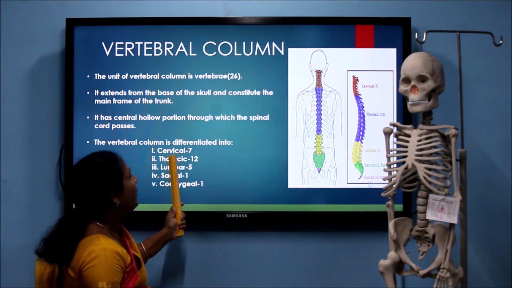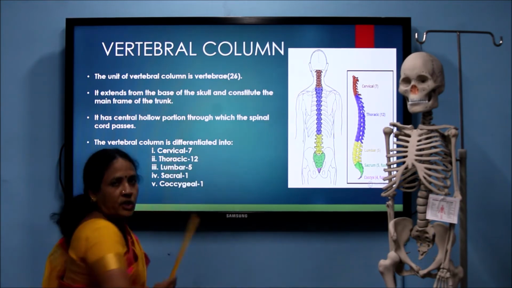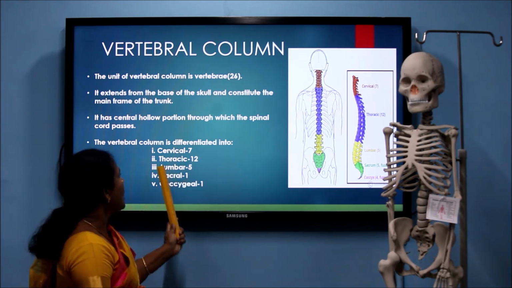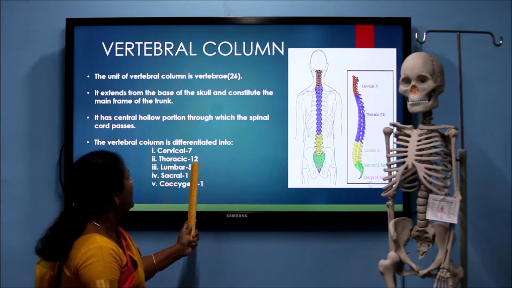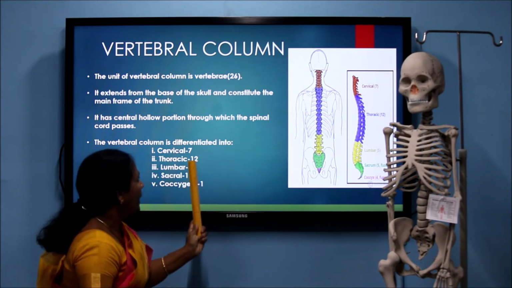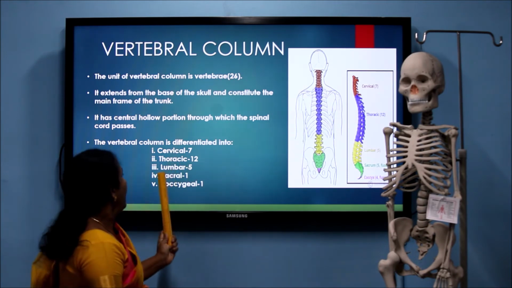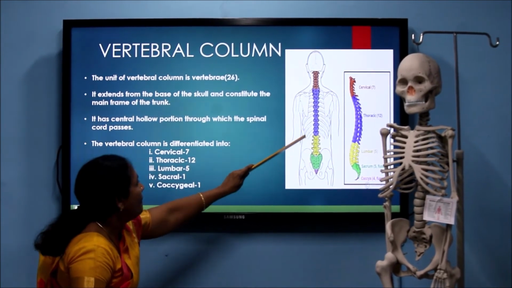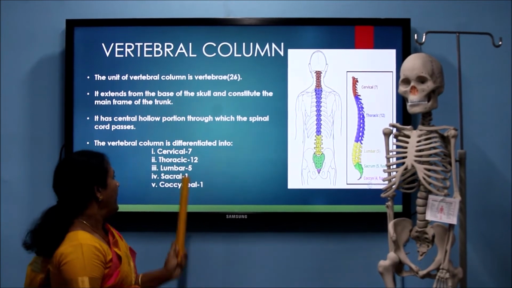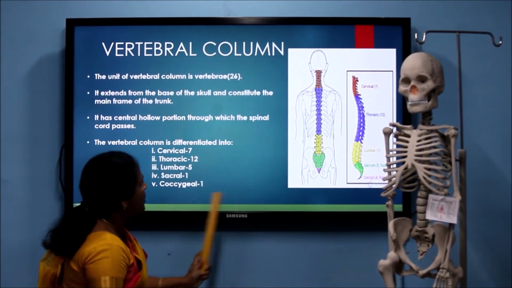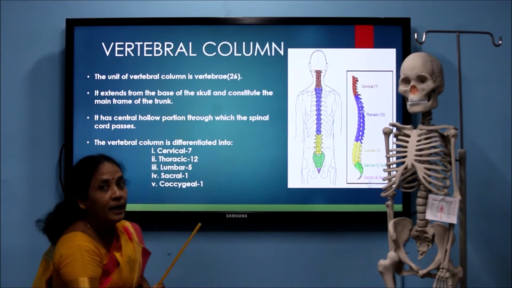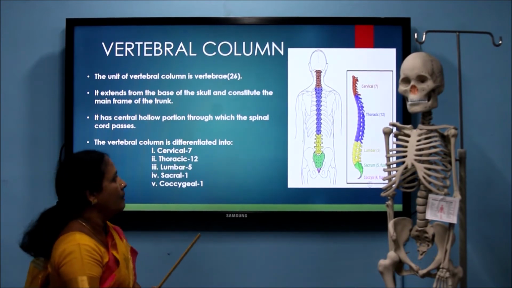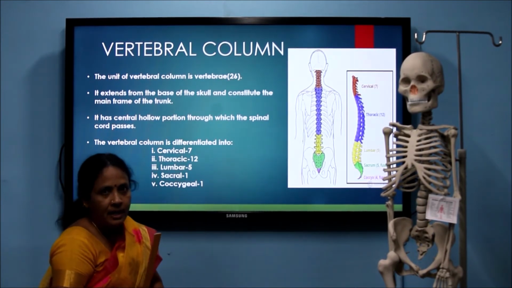Where are the cervical vertebrae located? They are located in the neck region. How many are there? There are 7 vertebrae. Next is the thoracic vertebrae, present in the thoracic region. The total number is 12. Then lumbar, in the abdominal and hip portion. There are 5 lumbar vertebrae. Then sacral 1 and coccygeal 1. So altogether, 26 vertebrae are present in the vertebral column. Inside the vertebral column, the spinal cord passes.